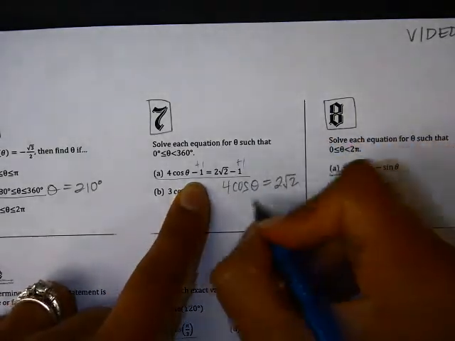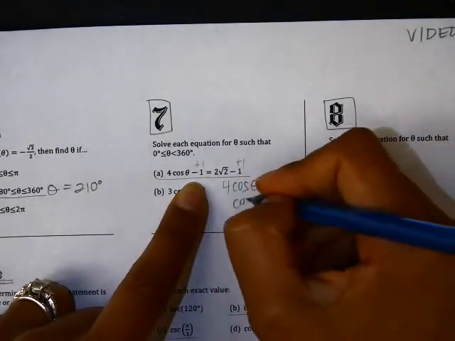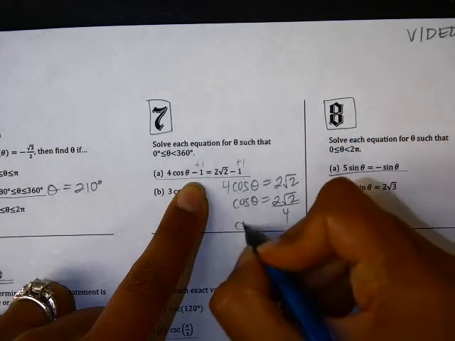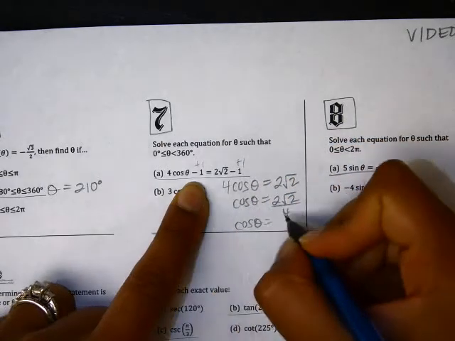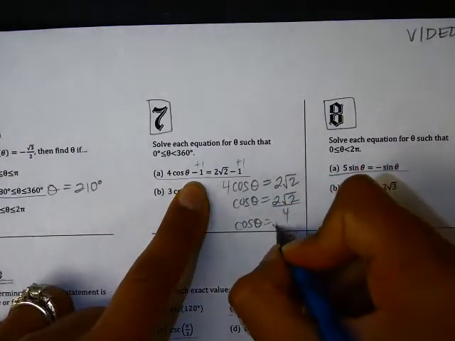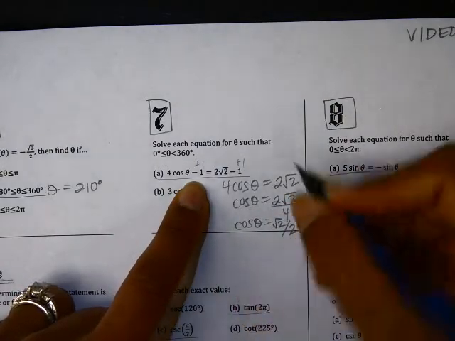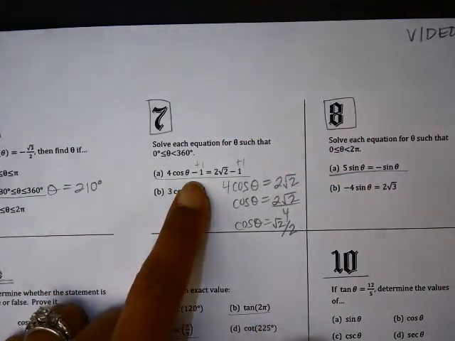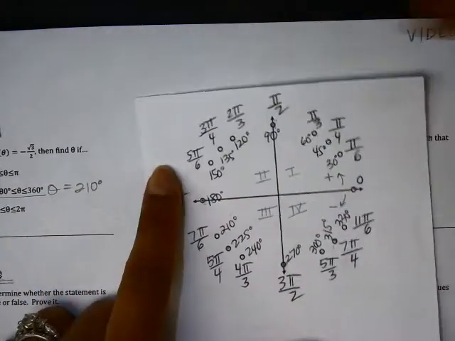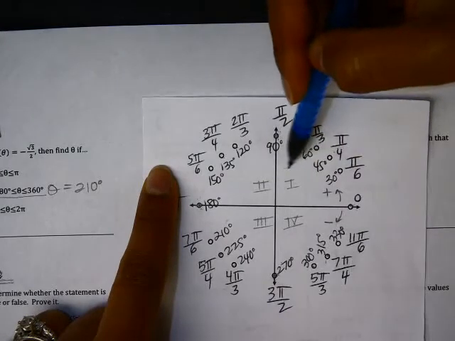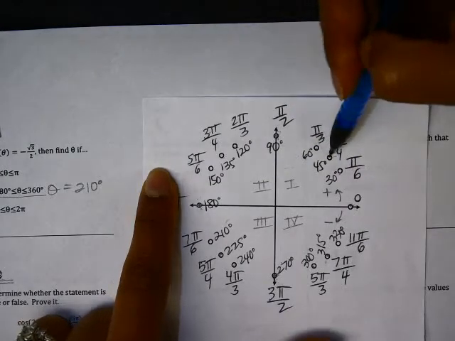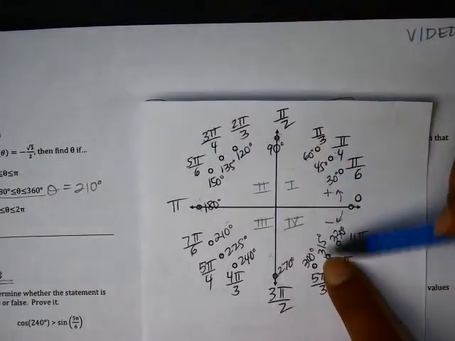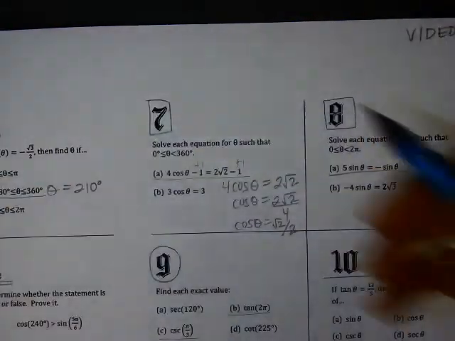Then to isolate the cosine theta, I need to divide by 4. So that's cosine of theta equals 2 square root of 2 over 4. And the 2 and the 4 reduce, so that's root 2 over 2. So if cosine of theta is root 2 over 2, and I can be anywhere between 0 and 360 degrees, positive root 2 over 2 occurs at 45 degrees, and also at 315 degrees. So both of those are possible values of theta.